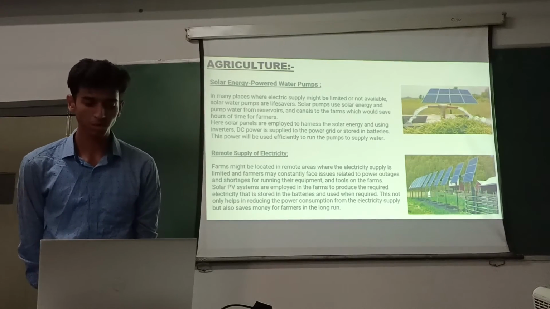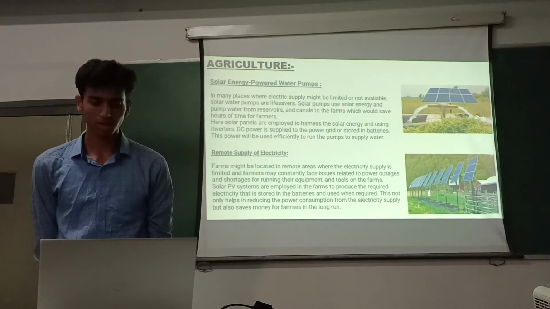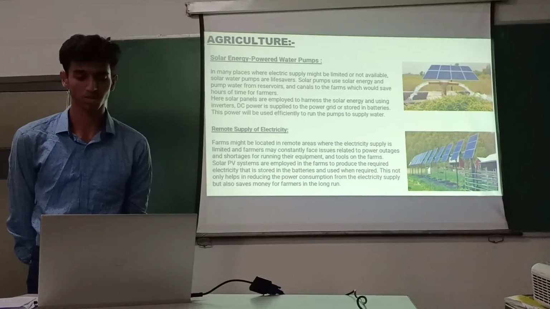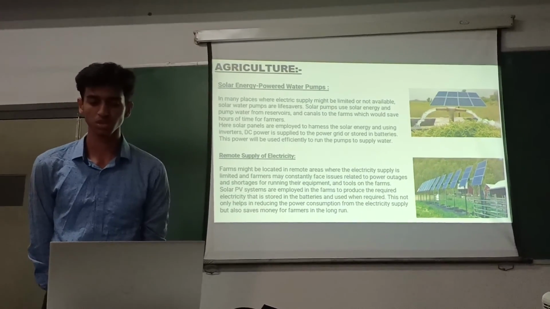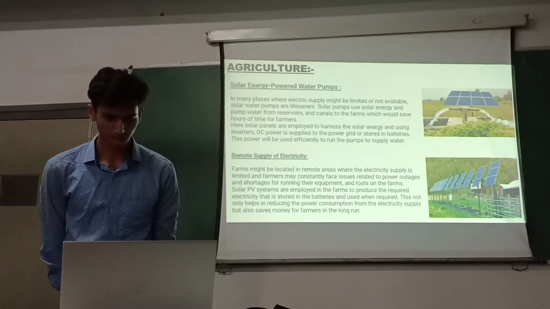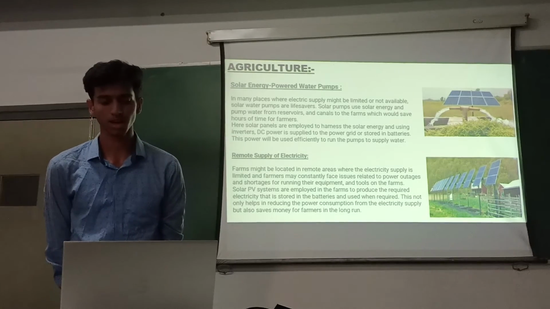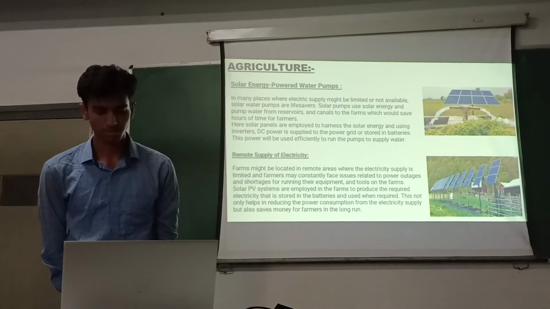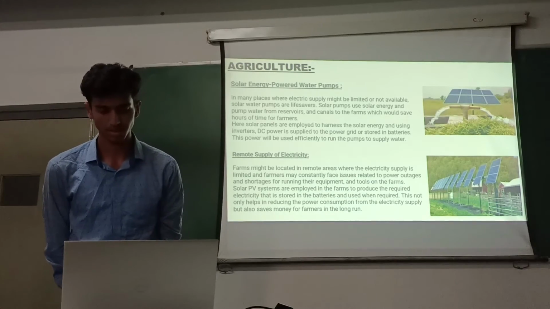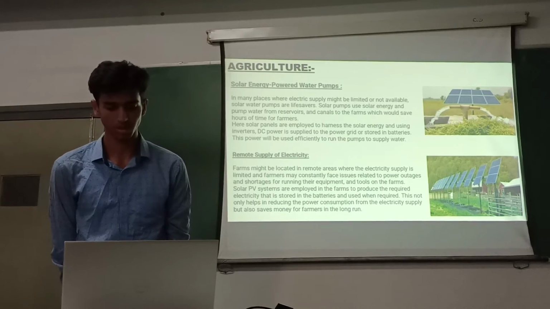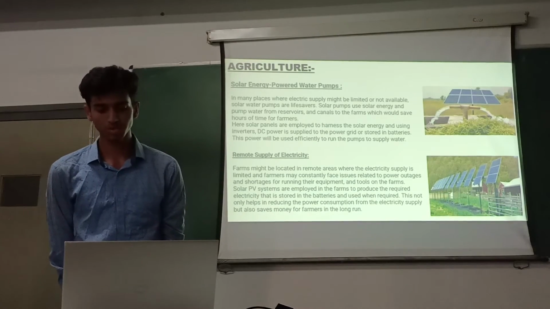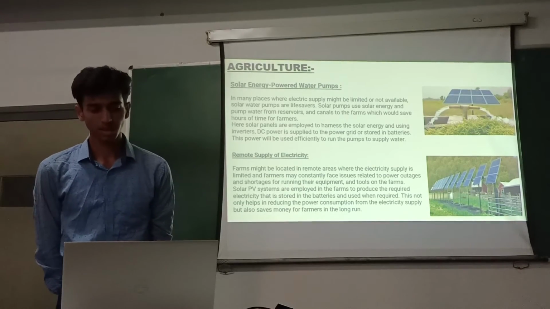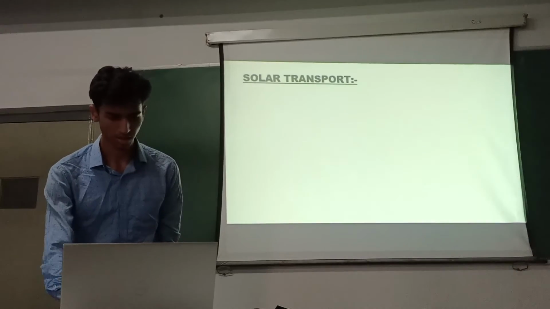Next one is remote supply electricity. Here, farms might be located in remote areas where the electricity supply is limited, and farmers may constantly face issues related to power outages and shortages for running their equipment and tools on the farms. Solar PV systems are employed in the farms to produce the required electricity that is stored in batteries and used when required. This not only helps in reducing the power consumption from the electricity supply, but also saves money for farmers in the long run.